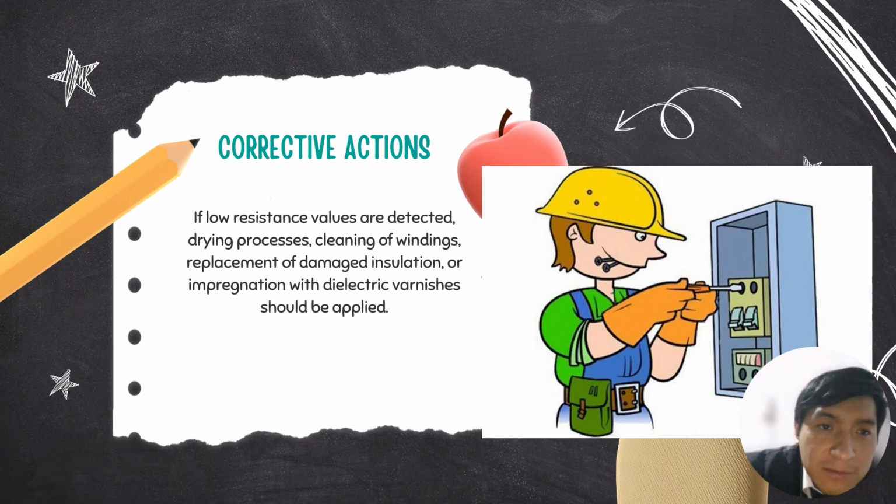Corrective actions. If low resistance values are detected, drying processes, cleaning of windings, replacement of damaged insulation, or impregnation with electrical varnishes should be applied.